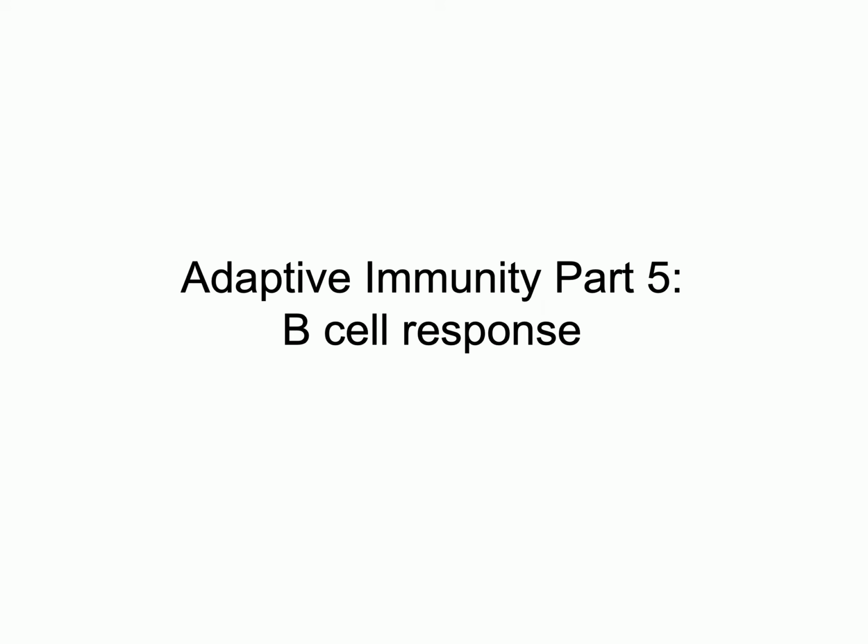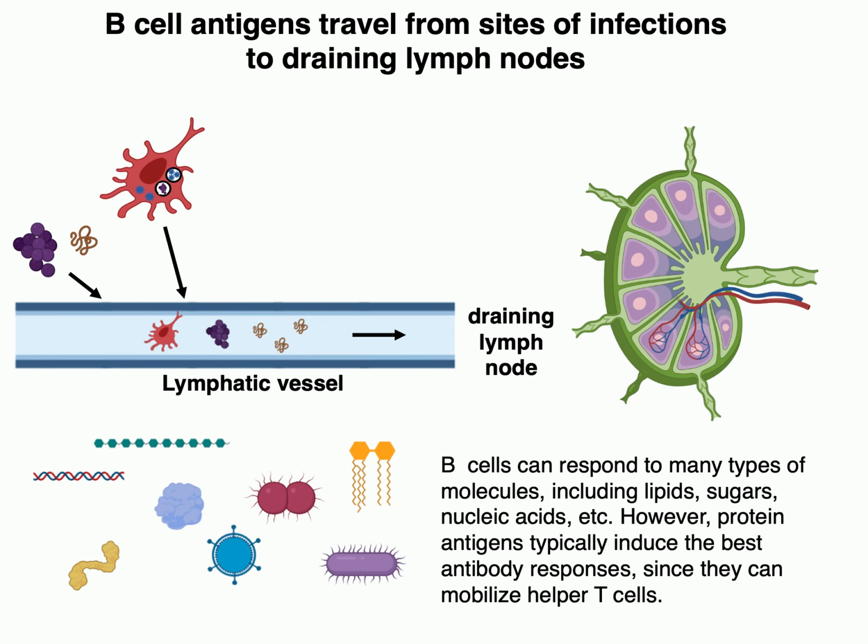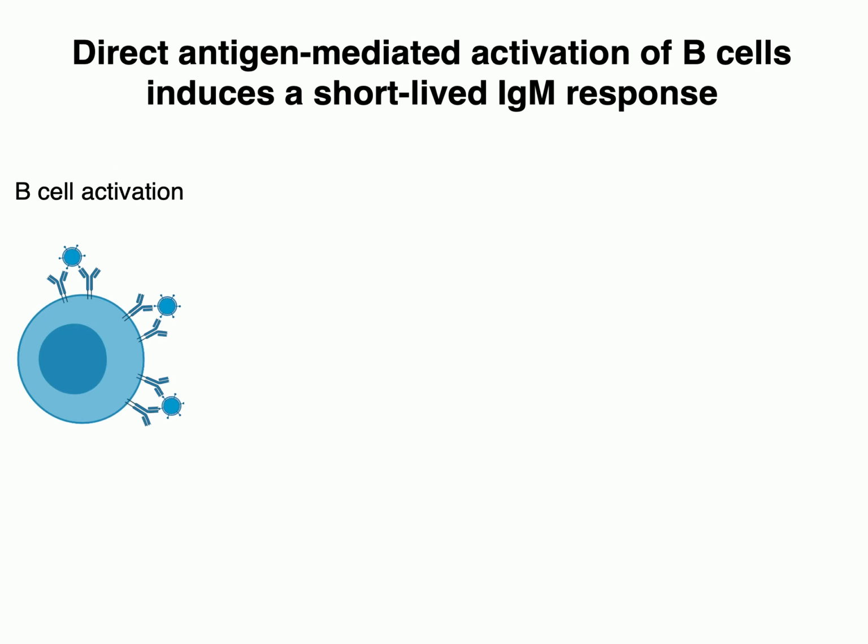In this part 5 of our series on adaptive immunity, we're going to discuss the B cell response and the effector functions of antibodies. B cell antigens drain from tissues via lymphatic vessels into draining lymph nodes. This can include many types of molecules like lipids and sugars and nucleic acids, but protein antigens typically induce the best antibody responses. And that's because protein antigens can also mobilize helper T cells.